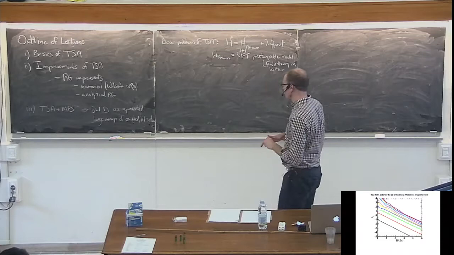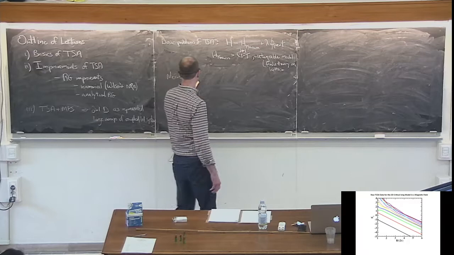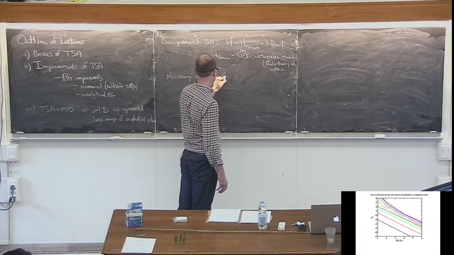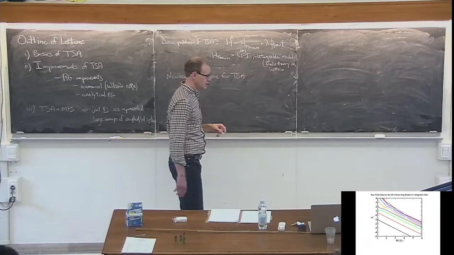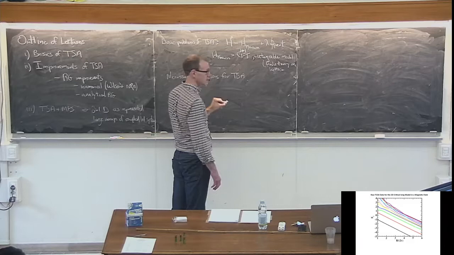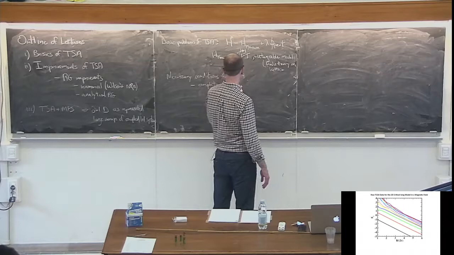So, in order to apply the truncated spectrum approach, you need a number of conditions. And the first condition is that you need to have complete control of the spectrum of H known.